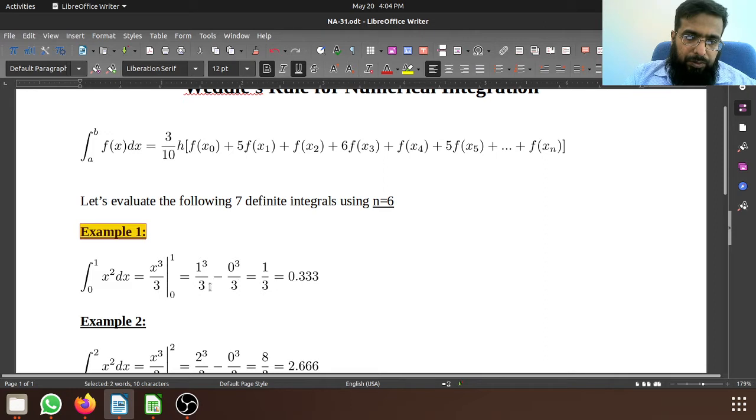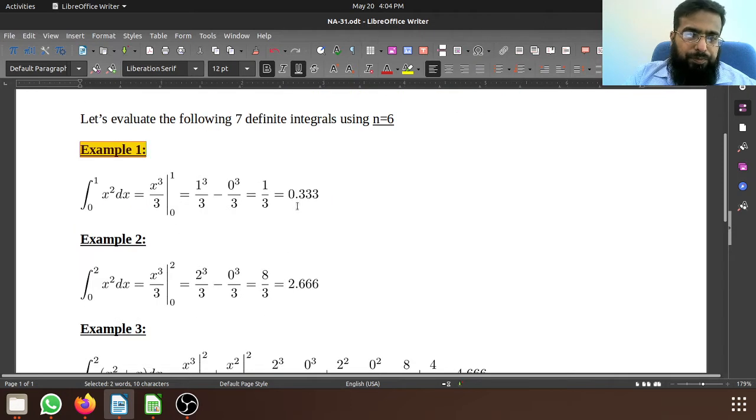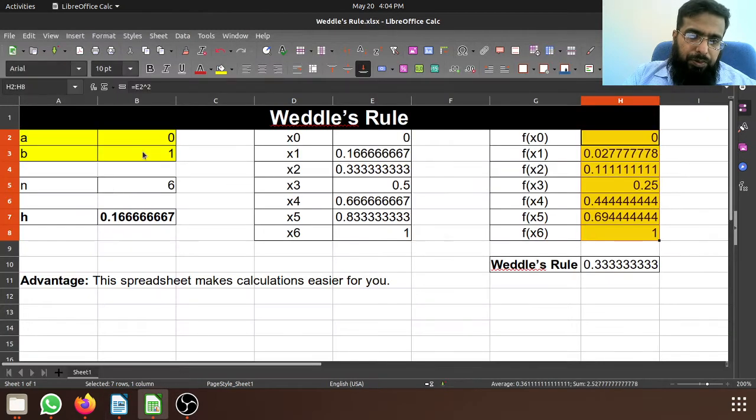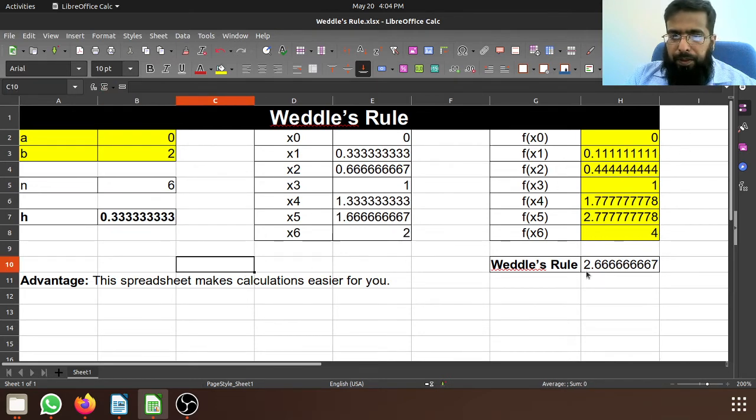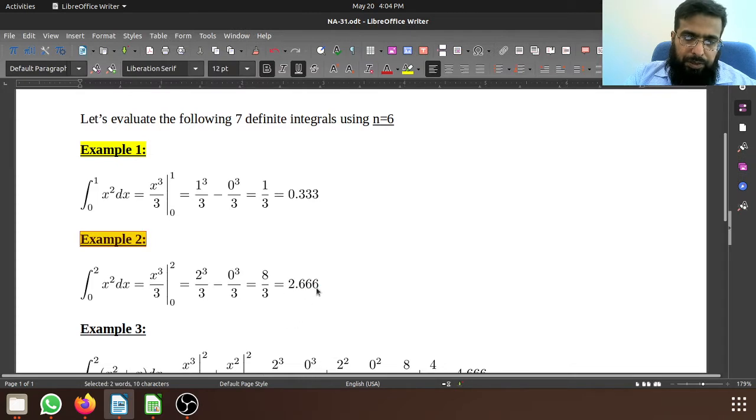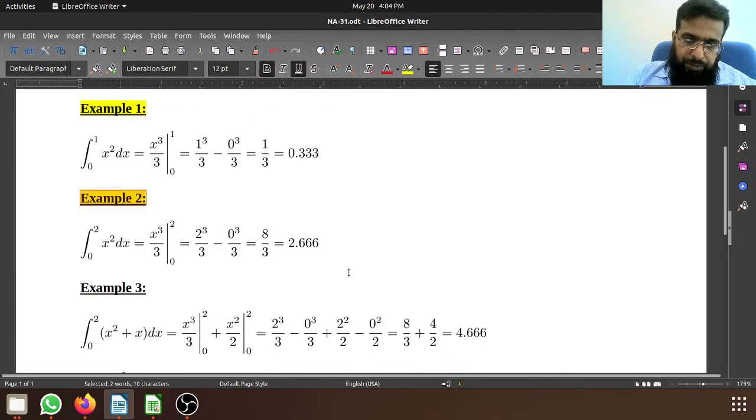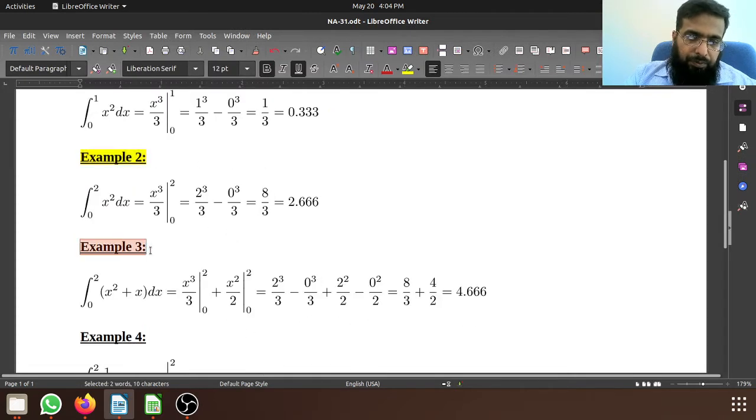We are using the integration technique that we studied in school and college, right? Let's move on to another example where we evaluate the same integral, but this time using limits from 0 to 2. All the things are the same, and the answer is 2.66, and the exact answer is also 2.66. So it's very accurate. Even Weddle's rule is very accurate.